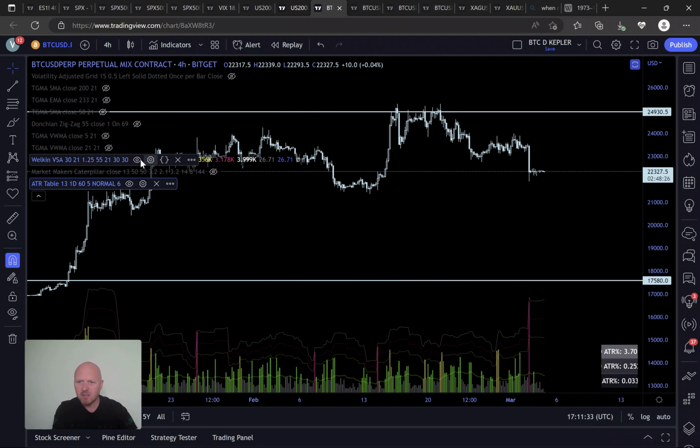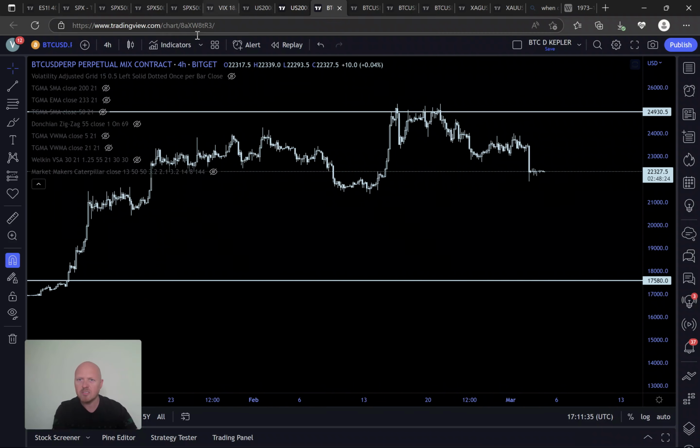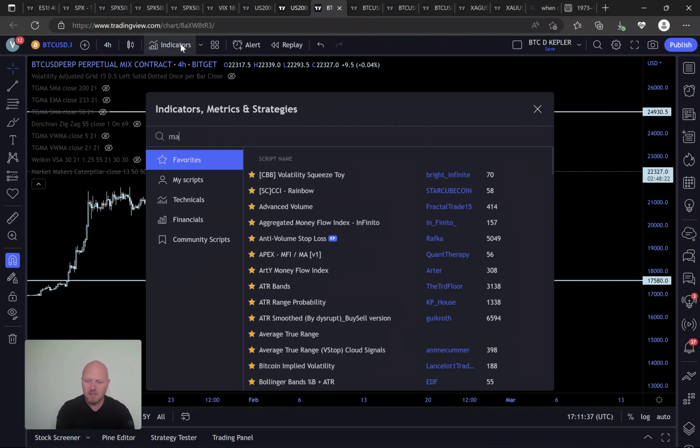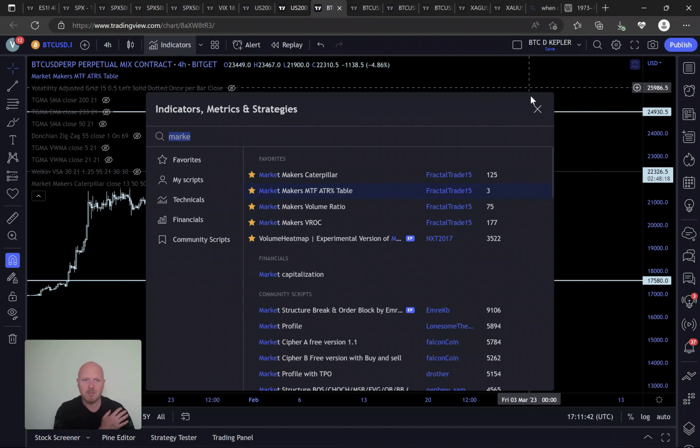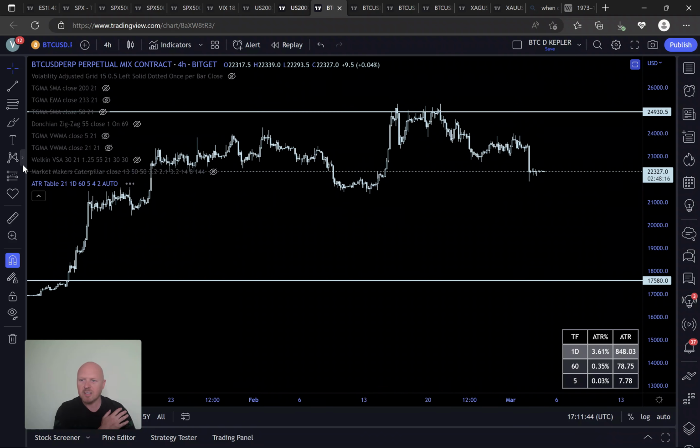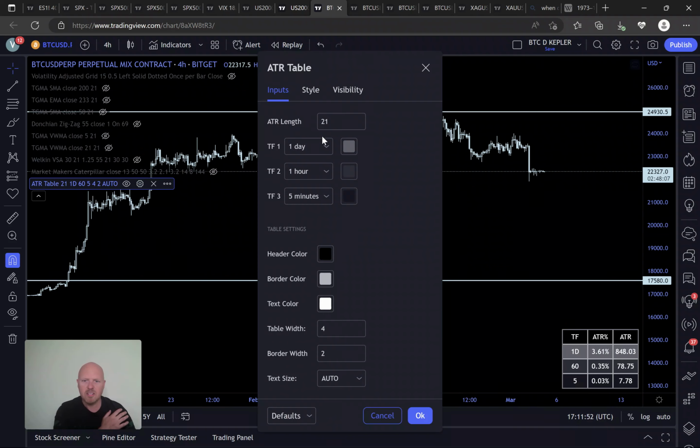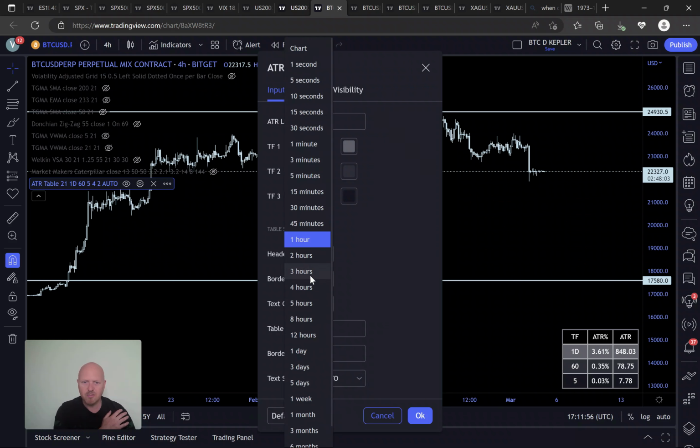Actually, let me turn this indicator off. I'll show you guys what this is called too. Let's do this. Let me go ahead and download it again. So it's Market Makers MTF ATR percentage table. Okay, so we go ahead and click that, and you can see it's over here. It has default settings on that I have 1 day, 60 minutes, and 5 minutes. Let's go ahead and make this 4 hours. So let's set this up. We have time frame 1 day, time frame 1 hour. Let's change this to 4 hours.